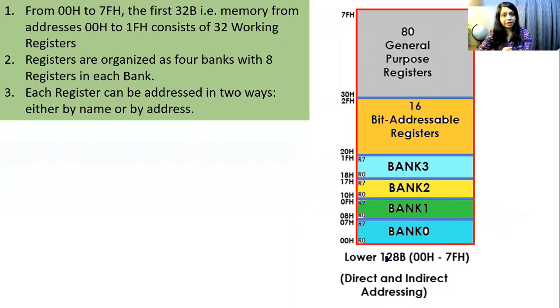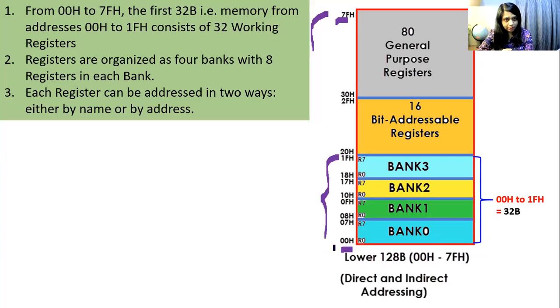From 00 to 7F, that means in the total area, the first 32 bytes, whose addresses vary from 00 to 1F, this area. From 00 to 7F, the first 32 bytes, that is the memory from addresses 00 to 1F, consist of 32 working registers. So there are a total of 32 working registers.